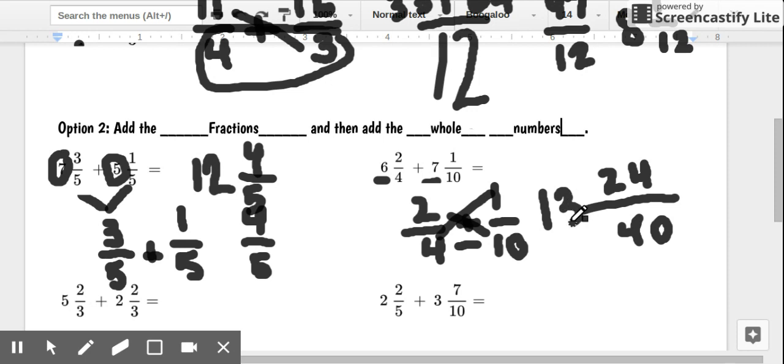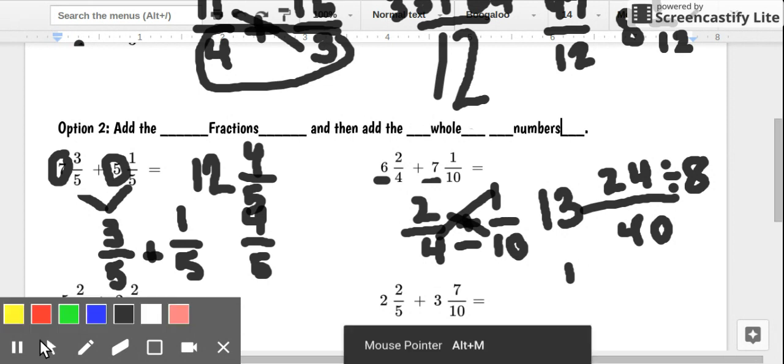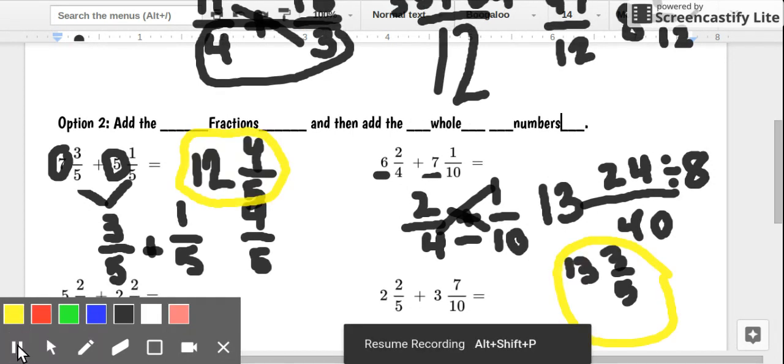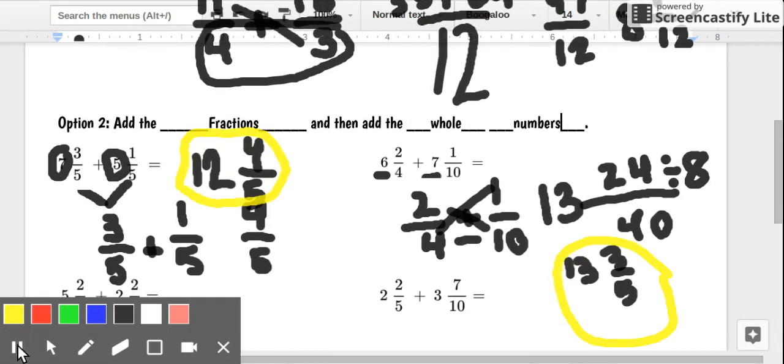The 24/40 can be reduced. Let's see, 8 goes into both of those. So if you divide 24 and 40 by 8, you would have 13 and 3/5. I'm going to put that down here. So here's my final answers for the first two, and then I'm going to have to erase that to slide down. So make sure you have everything copied down. You might need to pause the video.